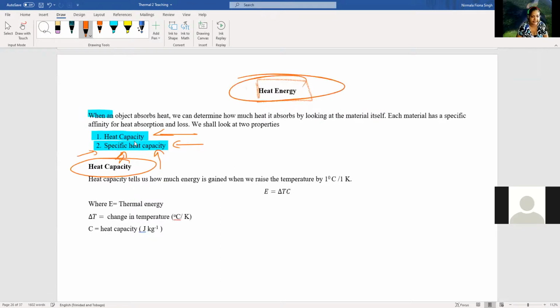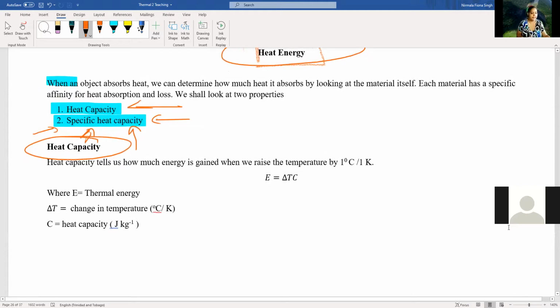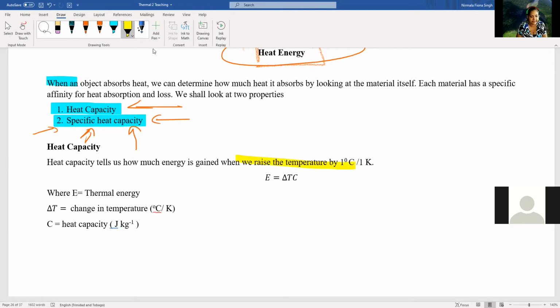Remember, this is heat energy, so we're going to be using topics to work with heat energy and the energy involved with heat. Right. So heat capacity tells us how much energy is gained when we raise the temperature by 1 degree Celsius or 1 Kelvin. So yeah, that sounds like a maths question, like an equation.